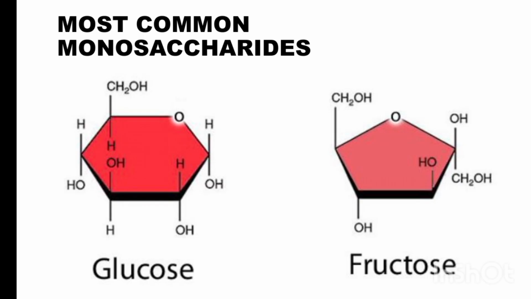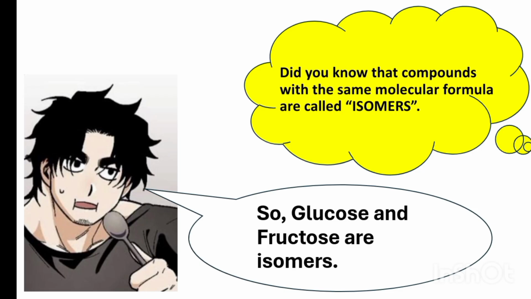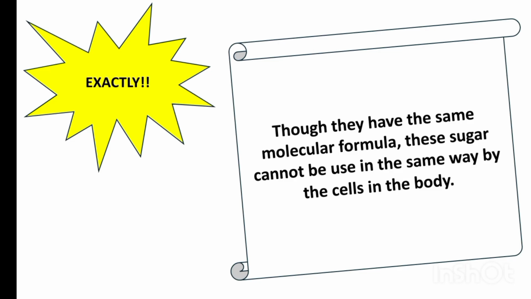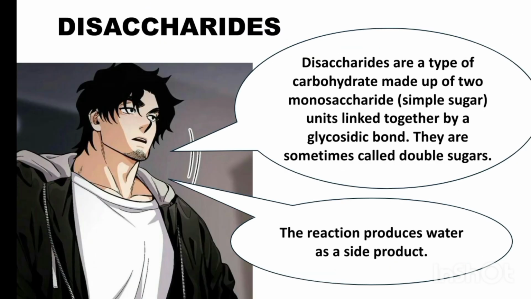Spotted something familiar? Did you know that compounds with the same molecular formula are called isomers? So glucose and fructose are isomers because they have CH2O2 in glucose and CH2OH in fructose. Exactly. Though they have the same molecular formula, this sugar cannot be used in the same way by the cells in the body. Now let us move on to disaccharides.